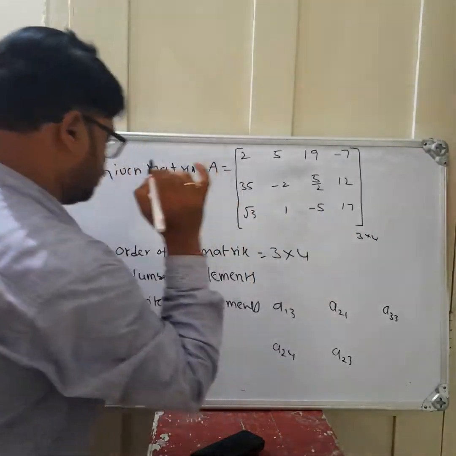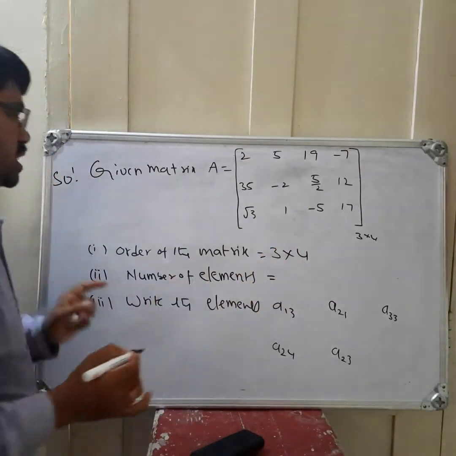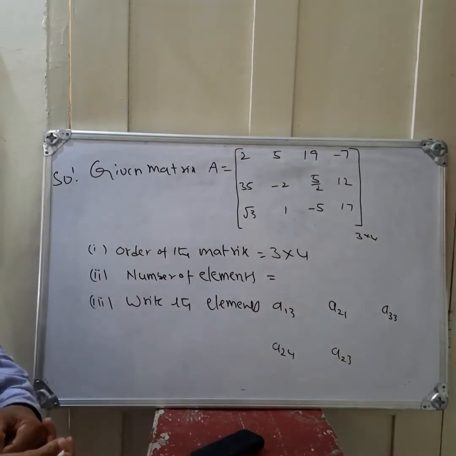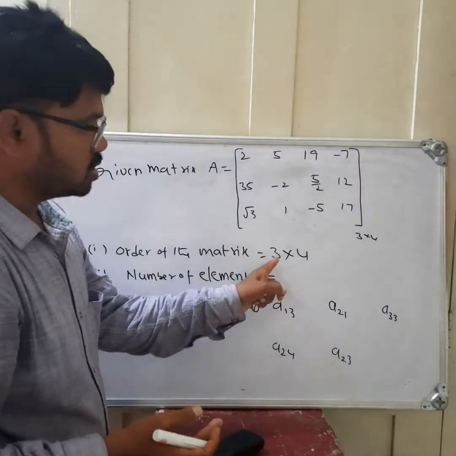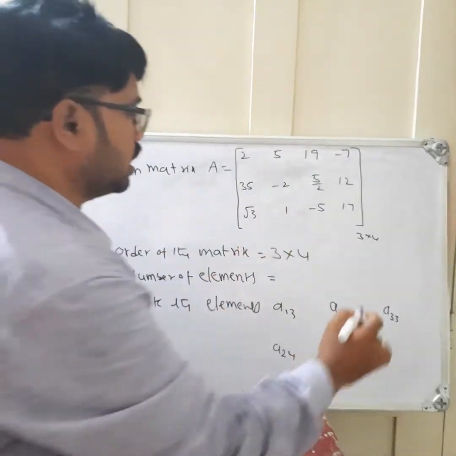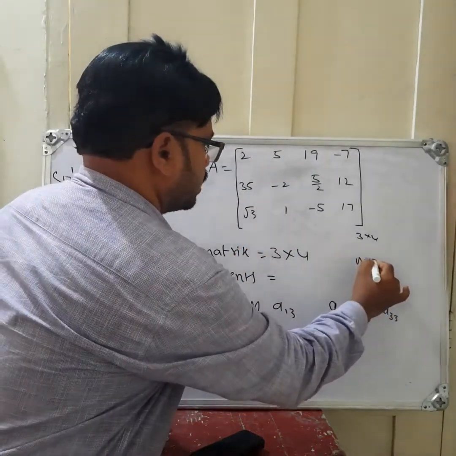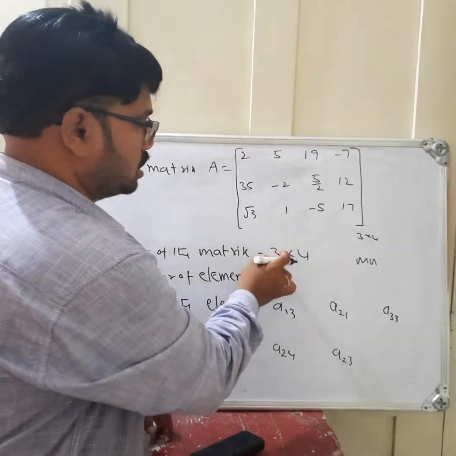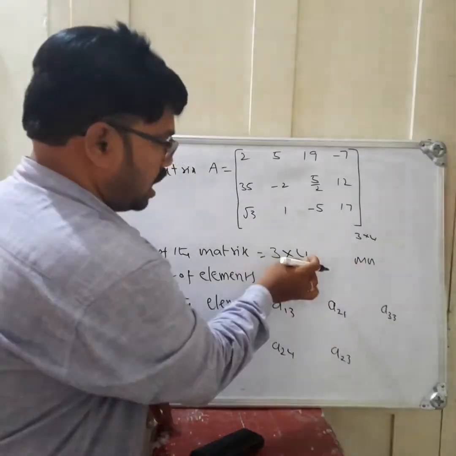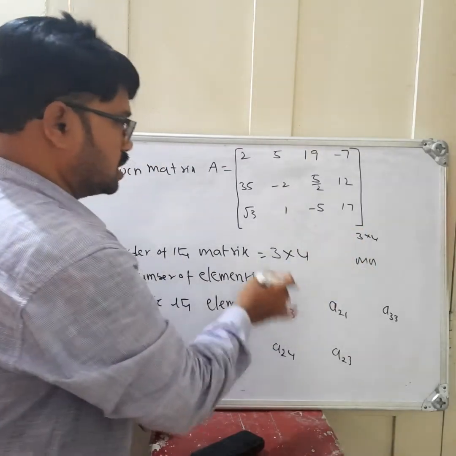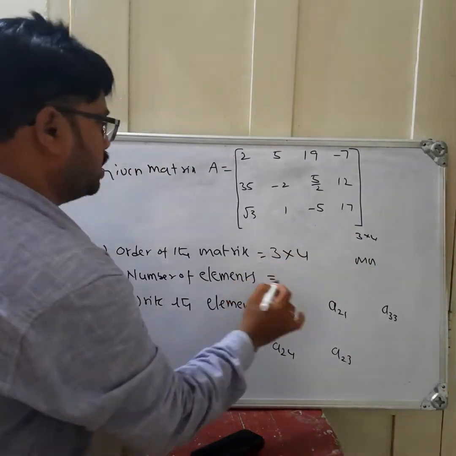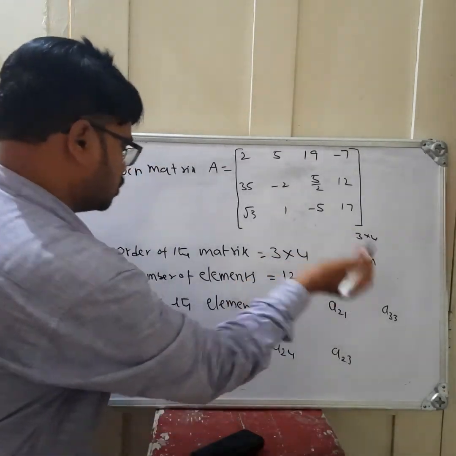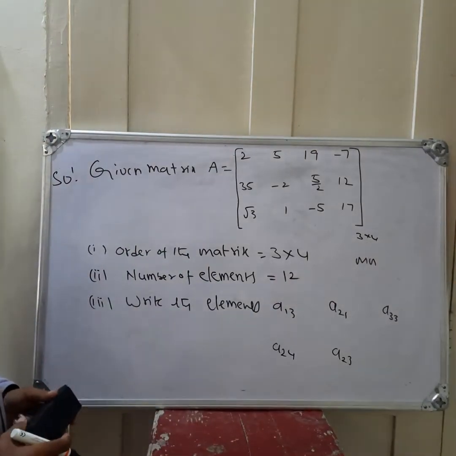Next, the number of elements: if a matrix has m rows and n columns, the total number of elements is mn. Here m means 3 rows and n means 4 columns, so 3 into 4. How many elements are there? Totally 12 elements.